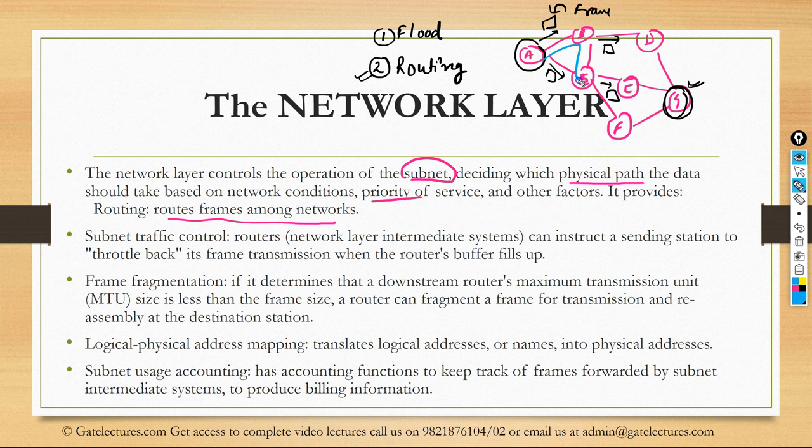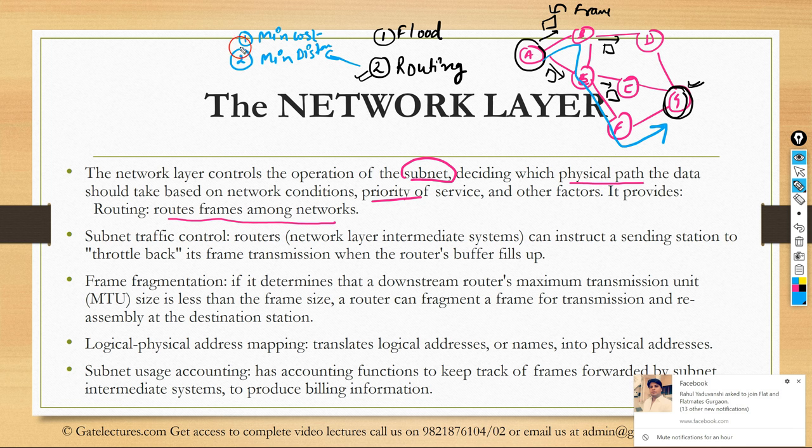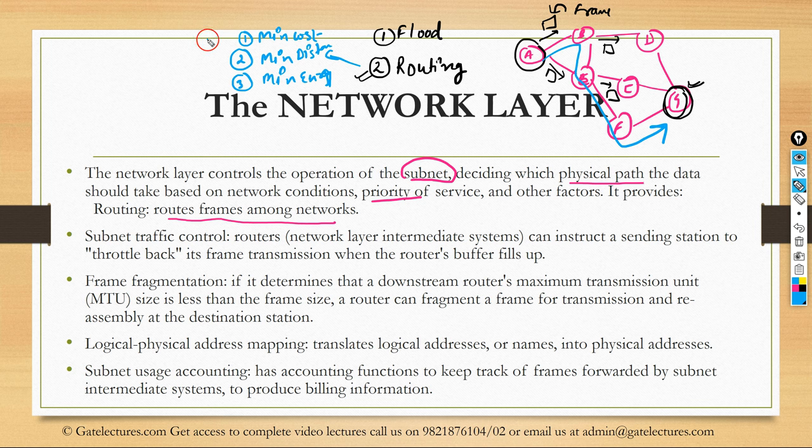For example, the route can be like this, the route that the data packet should take, and this route may be based on various factors. Number one, the minimum cost of sending the data, or the minimum distance that should be taken to send the data, or the minimum energy that should be taken to send the data to the destination. So we can have minimum cost, minimum distance, minimum energy, and so on. There can be various factors that we can use to decide how to route the data packet from sender to destination. So this is the first responsibility of the network layer, which is called routing.